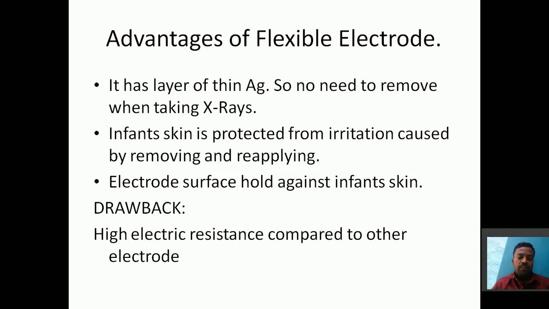This high resistance resists our ionic current. So in the conversion of ionic current into electric current, most of the current is resisted by this resistance. This is the only drawback of this flexible electrode; it has many more advantages compared to other electrodes.